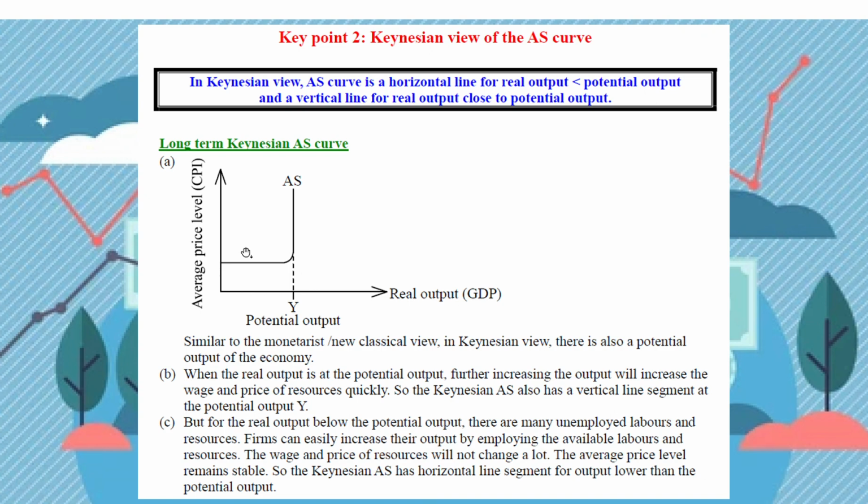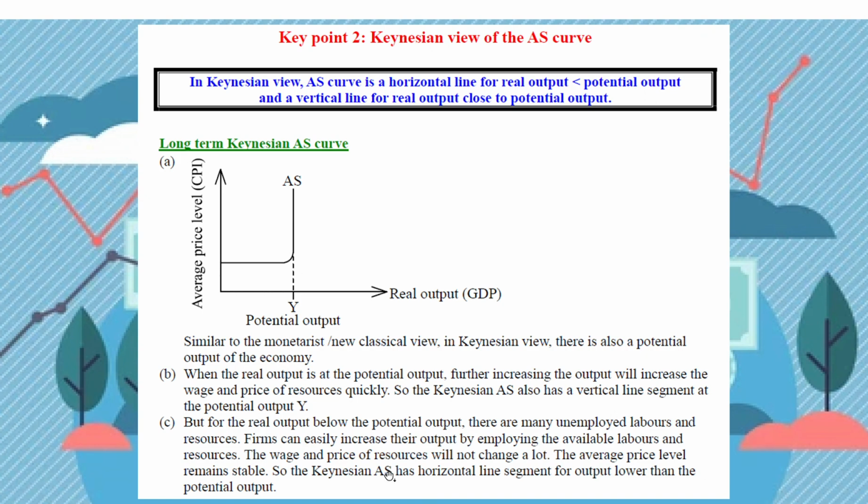But on the contrary, if the real output is below the potential output, there are people unemployed, right? So it is easy to increase the employment. Firms can easily increase their output by employing the available laborers and resources, right? And when we do so, we don't shrink the pie. We don't need to compete with other firms, right? They are available there already. So wages and the price of resources will not change a lot. So the average price level is stable. In the perfect case, it can be a horizontal line.